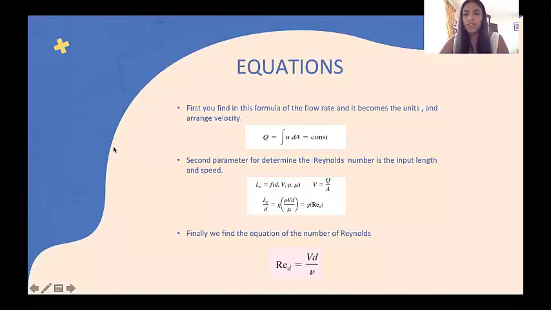In the equations part, we have three equations. First, we find this formula of the flow rate, convert the units, and arrange the velocity. In the second parameter, determine the Reynolds number and the entrance length and speed with this relation. And finally, we find the equation of the Reynolds number with the equation of Reynolds.